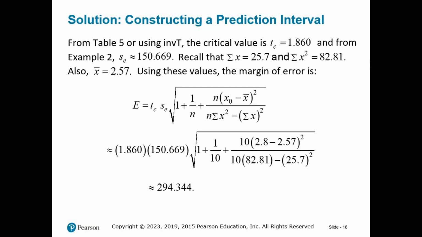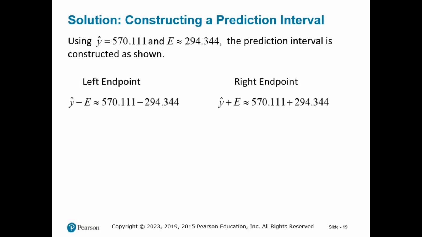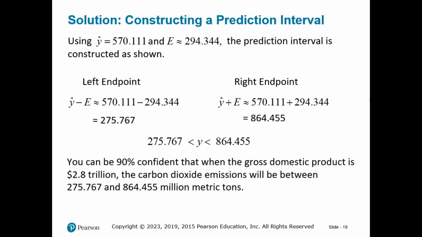Now we have to subtract that and add that to our y hat value to get our prediction interval. So our y hat value is 570.111, and our error was 294.344. So our prediction interval is constructed from both sides, subtracted from and added to the y hat. 570.111 minus 294.344 is 275.767, and that number plus 294.344 is 864.455. So our prediction interval has a lower bound of 275.767 and an upper bound of 864.455.